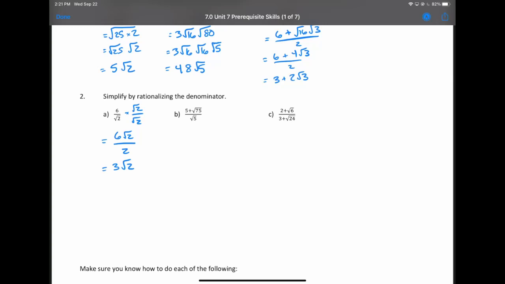And those two things are exactly equivalent. If you don't believe me, you can always pull out your calculator and type them in. 6 divided by root 2 and 3 times root 2. They should equal the same number.